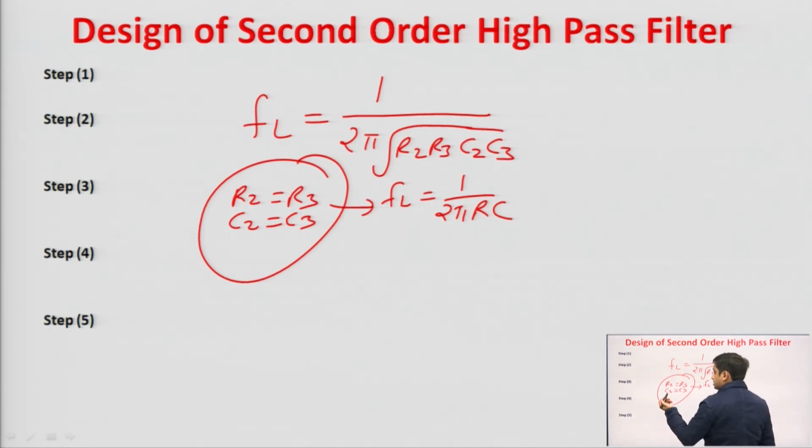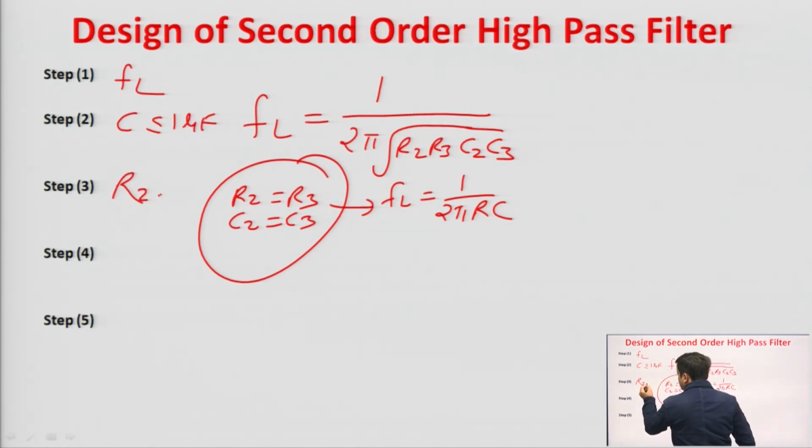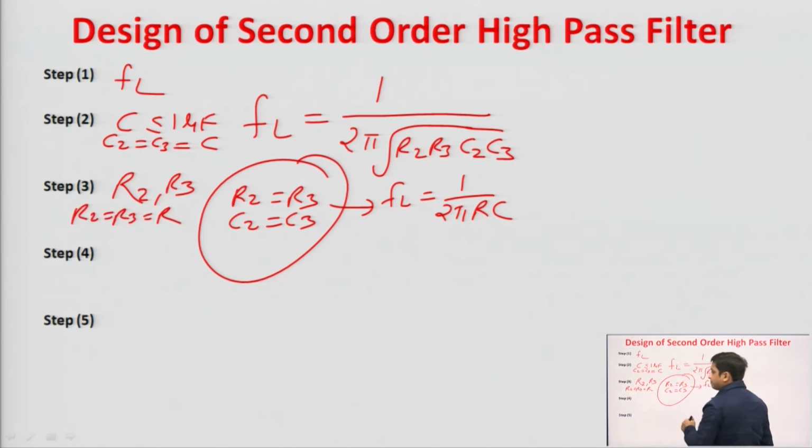So, step 1 is to find out the FL. In fact, FL is given. We design the filter for a particular value of cutoff frequency, for a particular FL. Then we consider some value of C, that is less than 1 microfarad. Then we calculate the value of R2 R3, and here C2 equal to C3 equal to C, and we take R2 equal to R3 equal to R. For simplification purpose, it would be better, because then equations are simplified, and also we are getting the same cutoff frequency, right.